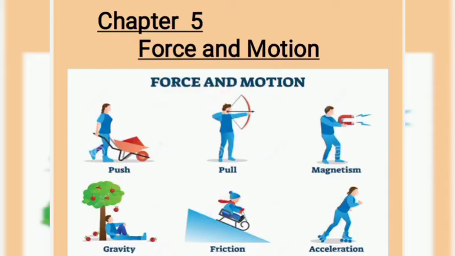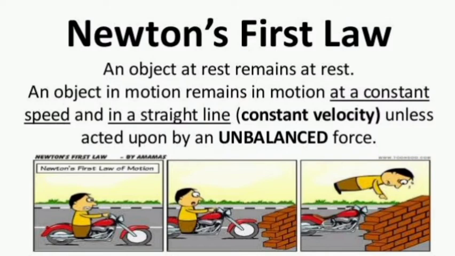Today I will discuss here Newton's laws of Chapter 5, Force and Motion. Newton's first law of motion: every object continues its state of rest or uniform motion in a straight line unless it is acted upon by an external force which changes its state of rest or of uniform motion.